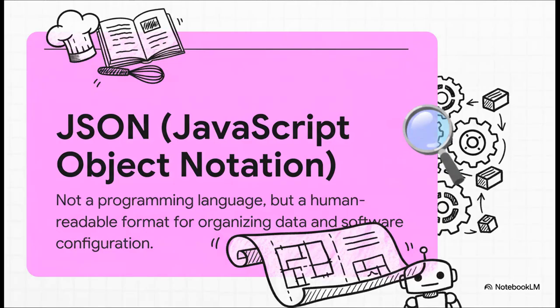Okay, our second tool is JSON. Now, don't let the name scare you. JSON is not a programming language. It's just a really simple, structured way to write down a recipe. And in our case, it's the recipe, the blueprint really, that's going to define every last detail of our AI expert's personality, its job, and its permissions.